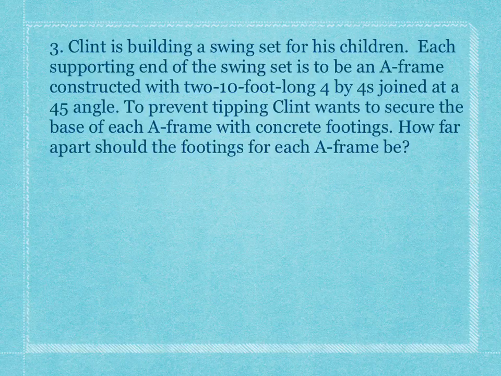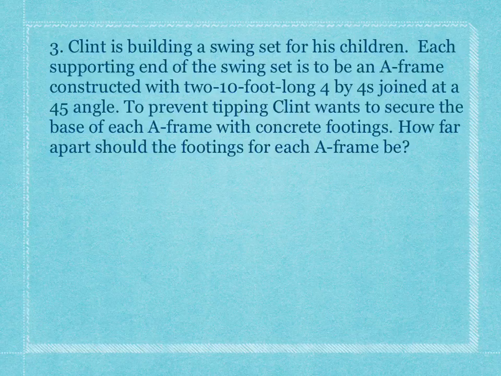Each supporting end of the swing set is to be an A-frame, constructed with two 10-foot long 4x4s joined at a 45-degree angle. Okay, so there's some construction stuff in here, and for those of you who have experience with that, you're one up on me. But the picture that you need to have in your mind is that the end of the swing set looks like an A.